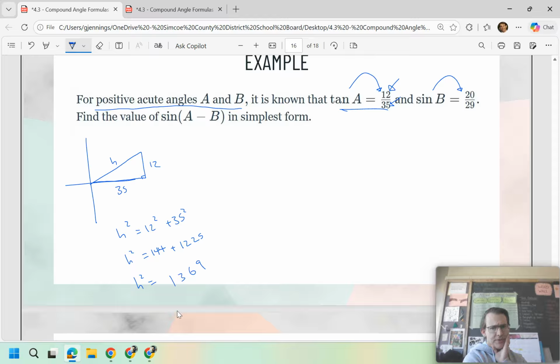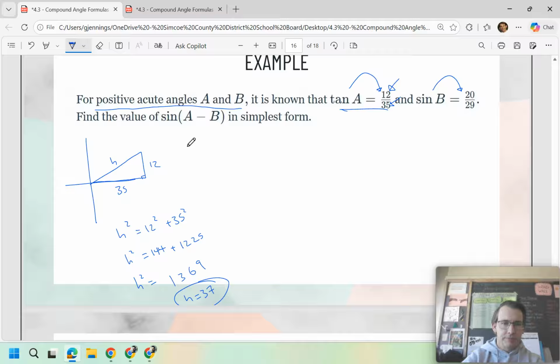Is that 36 squared? No, it's something gross. Is it 37 squared? Yeah, okay, that actually makes sense. So H is 37. Good. Actually, I've seen that Pythagorean triple before: 35, 37, 12. Yeah, cool.